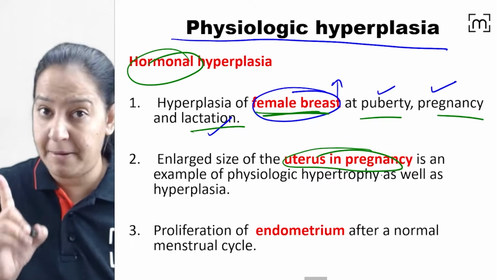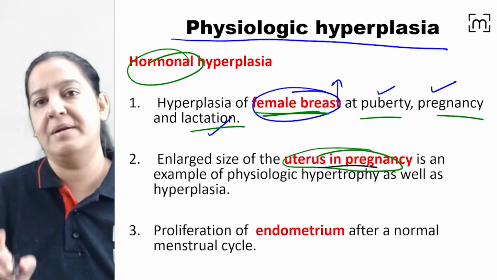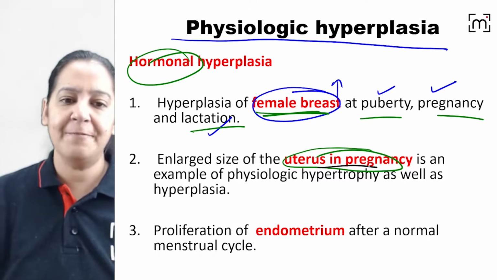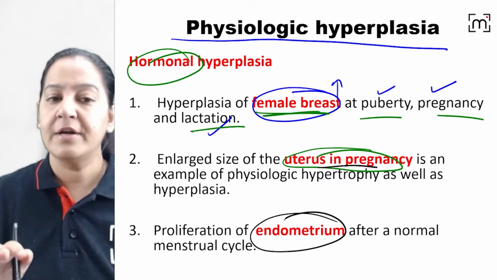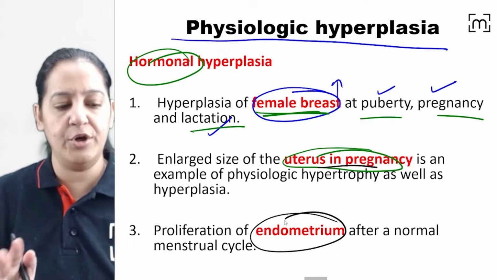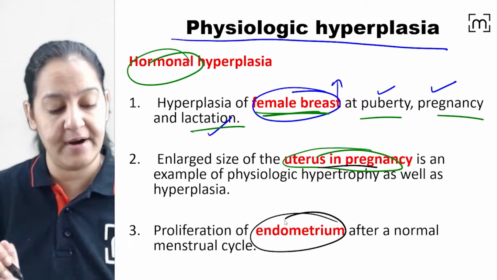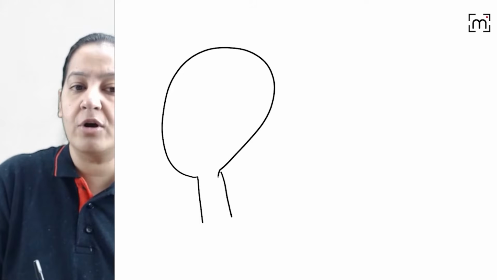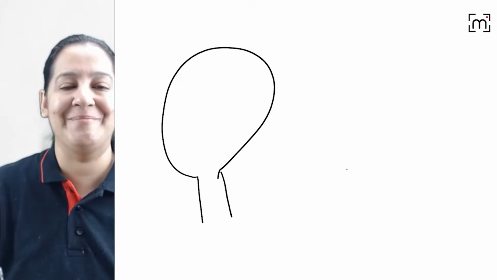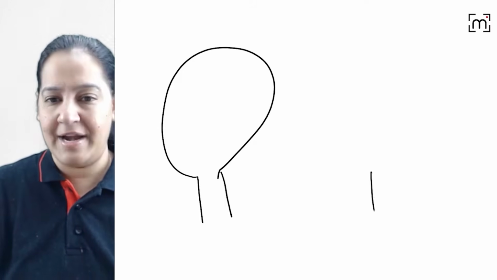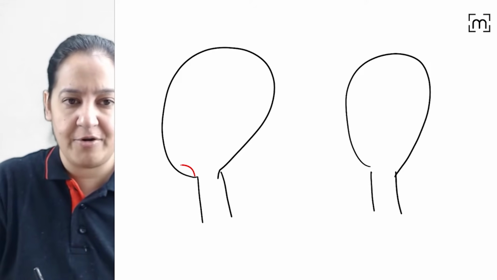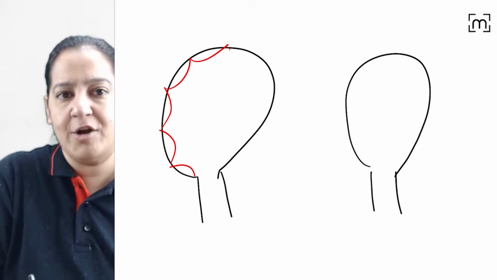Currently I am teaching you hyperplasia, so it is coming in this example, that is the myometrium of the pregnant uterus, right? And the third thing is the endometrium during a menstrual cycle. As I have told you, in the uterus there are 3 layers: endometrium, myometrium, perimetrium. So let me draw the endometrium now, not the myometrium. In pregnancy I drew the myometrium, and now I am drawing the endometrium. This is the endometrium of a normal uterus, the endometrial lining.